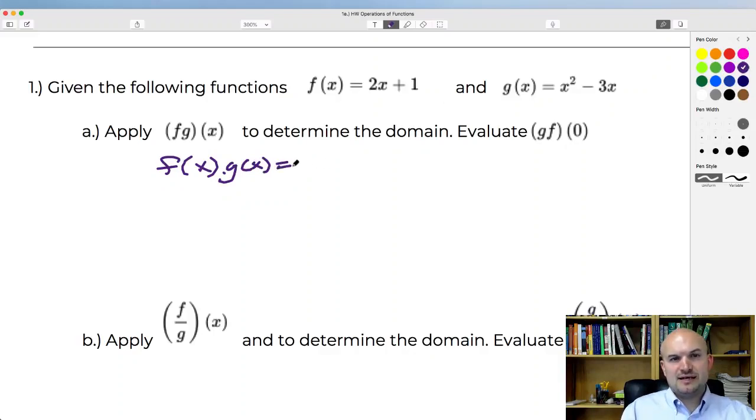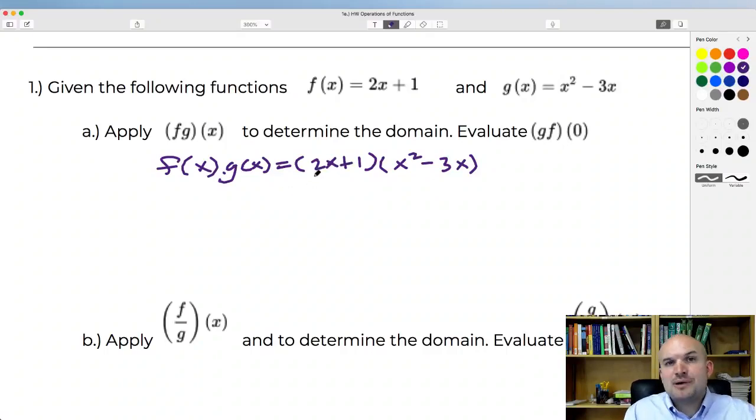Basically, I'm just going to take the f of x function, 2x plus 1, and multiply it times the g of x function, x squared minus 3x. If I need to multiply this, I can just use the distributive property. You could think of FOIL since it's two binomials. So 2x times x squared is going to be 2x cubed. 2x times negative 3x is going to be negative 6x squared.